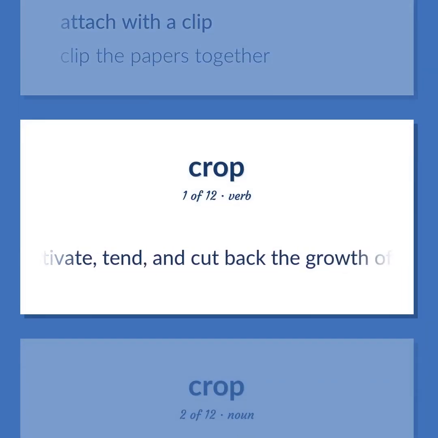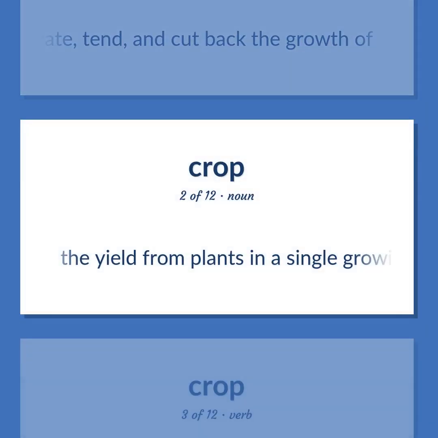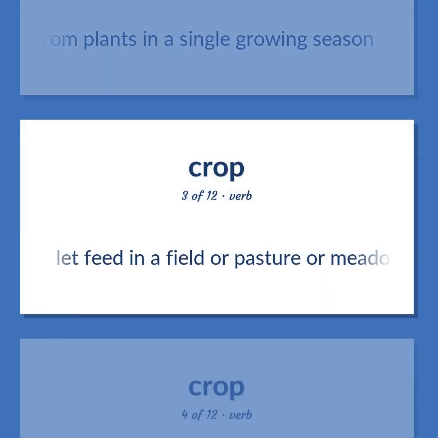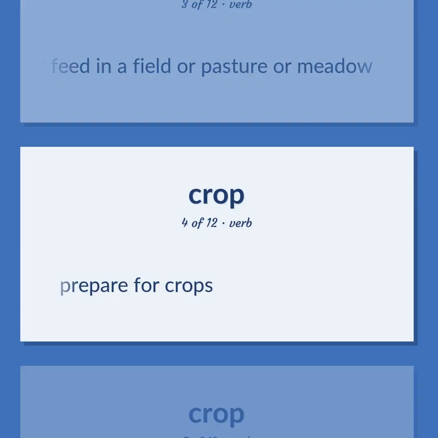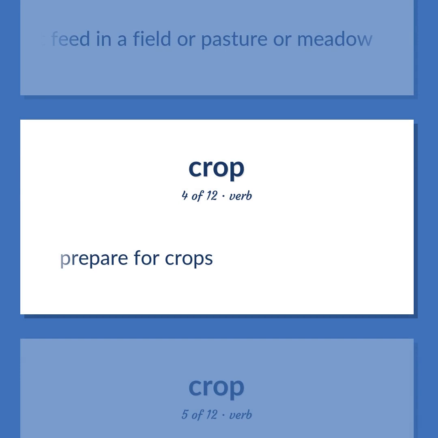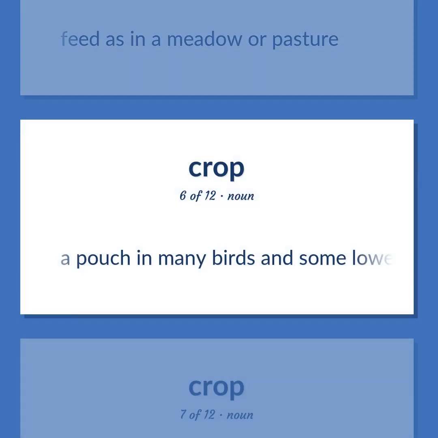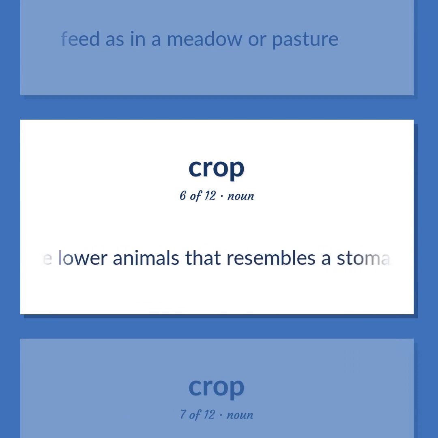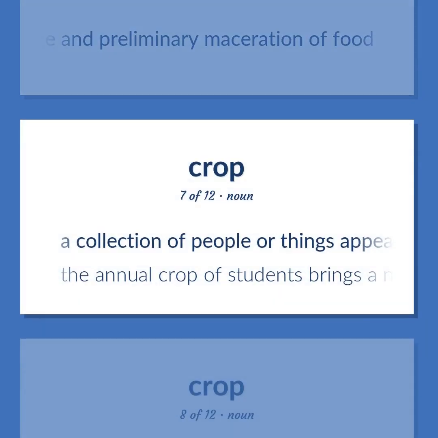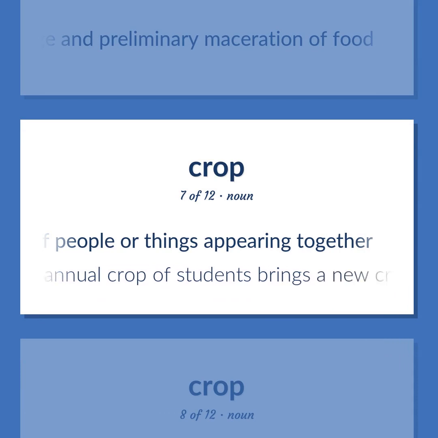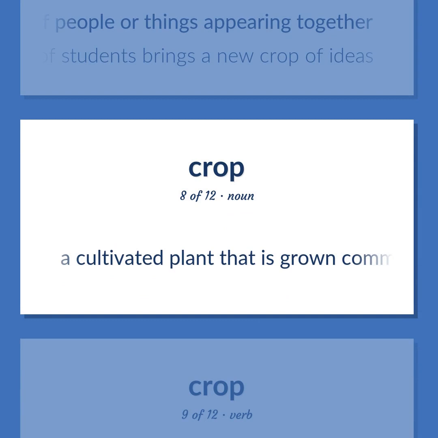Cultivate, tend, and cut back the growth of. The yield from plants in a single growing season. Let feed in a field or pasture or meadow. Prepare for crops. Feed as in a meadow or pasture. A pouch in many birds and some lower animals that resembles a stomach for storage and preliminary maceration of food. A collection of people or things appearing together. The annual crop of students brings a new crop of ideas. A cultivated plant that is grown commercially on a large scale.